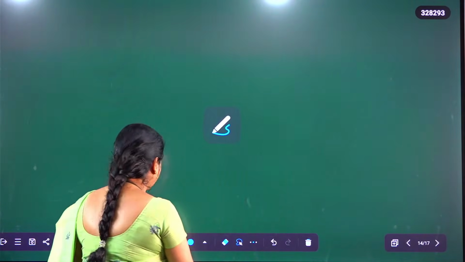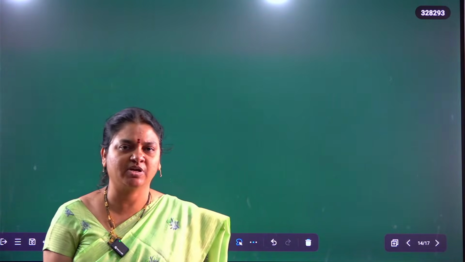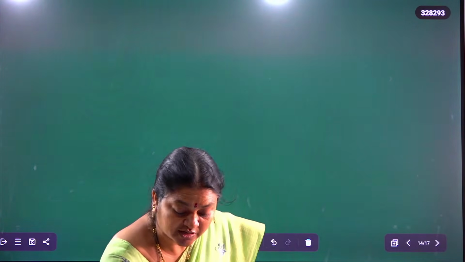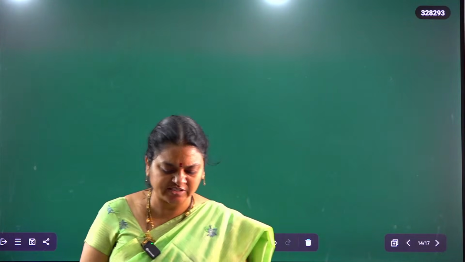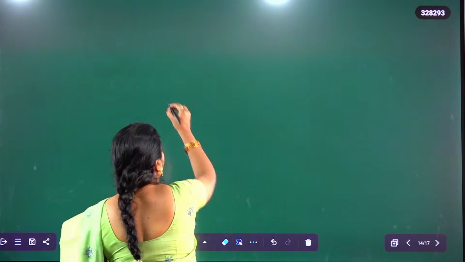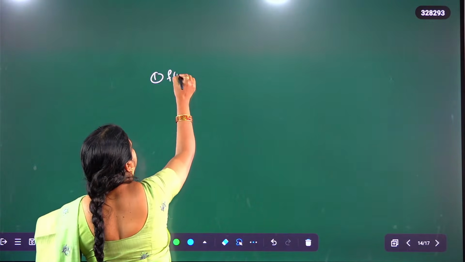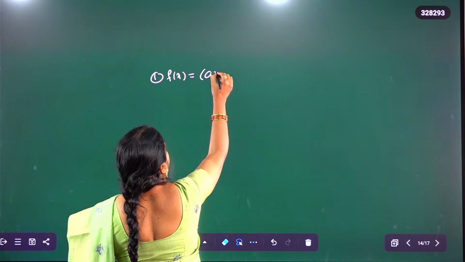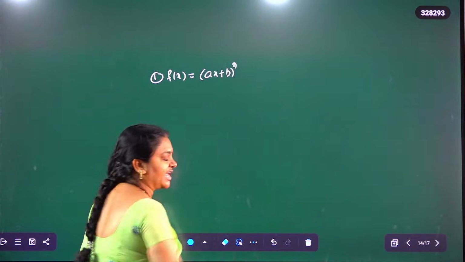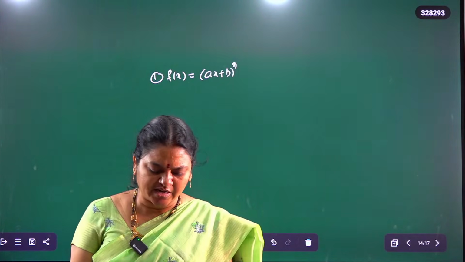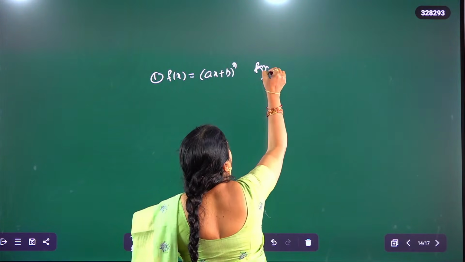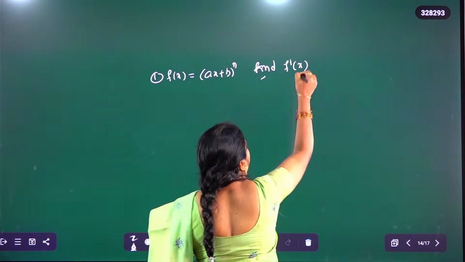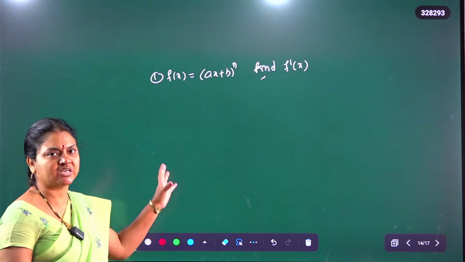Now what we will do? We will do problems based on all these formulas. Till now we learned all the formulas and some theorems regarding this derivative chapter. Now we will go for the problems. So let's see one problem. We will start with a simple one. Here f of x is equal to ax plus b whole power n. Ax plus b whole power n, and here we will find f dash x. This is a problem for 2 marks or 4 marks, right? So a basic problem, I want to start with this one.